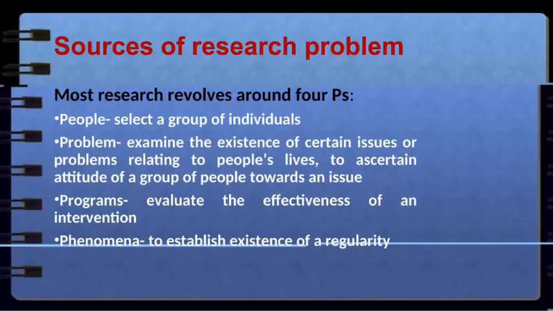The last one is a phenomena. Phenomena means some occurrence or some existence, like studying about gravity of the earth, or studying about the motions of tide in oceans. Like that, there are certain phenomena occurring in our earth. So studying it as a problem and finding the reason behind it, that brings us to a result. These are the major sources of research problem.